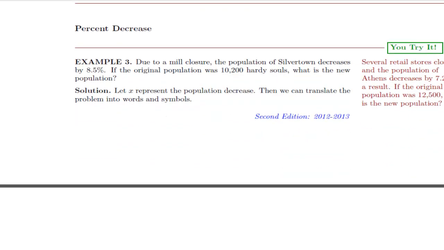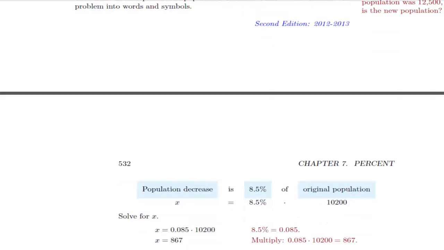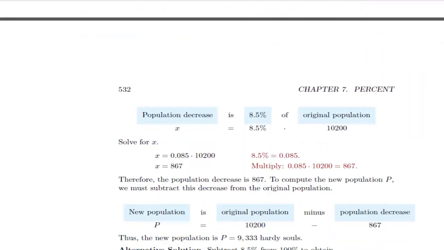Percent decrease. Example 3. Due to a mill closure, the population of Silvertown decreases by 8.5%. If the original population was 10,200 hardy souls, what is the new population? Solution. Let x represent the population decrease. Then we can translate the problem into words and symbols. The population decrease of x is equal to 8.5% of, or times, the original population of 10,200. Solve for x.